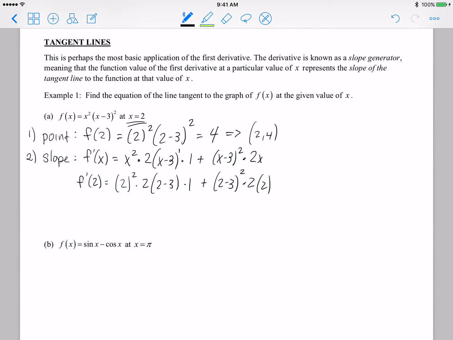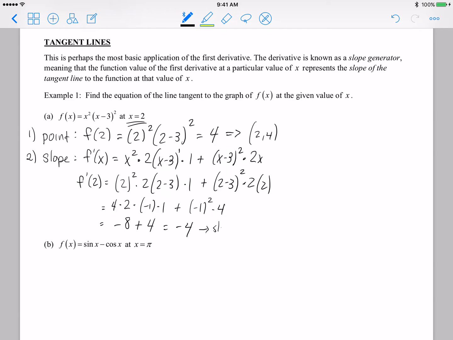Okay, so if I clean that up, 2 squared is 4 times 2 times negative 1 times 1 plus 2 minus 3 is negative 1, so I square it, and then I multiply by 4. And so this is going to equal 4 times 2, which is 8, times negative 1 is negative 8, plus negative 1 squared is just positive 1, and then times 4 is 4. Negative 8 plus 4, of course, is negative 4. Okay, so there is my slope.